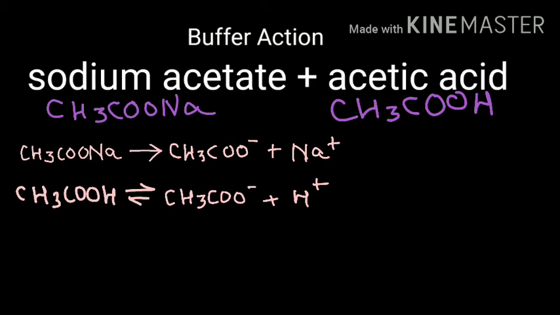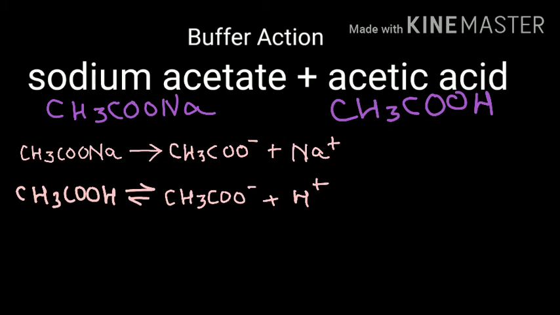So basically, we know that CH3COONa, which is a strong electrolyte, is going to produce more CH3COO minus ions. And when we look at acetic acid, we know that it is a weak electrolyte, and here the number of undissociated CH3COOH molecules is very high. Now, if we add an acid to this solution, then what will happen? We know acid contains H plus ions.